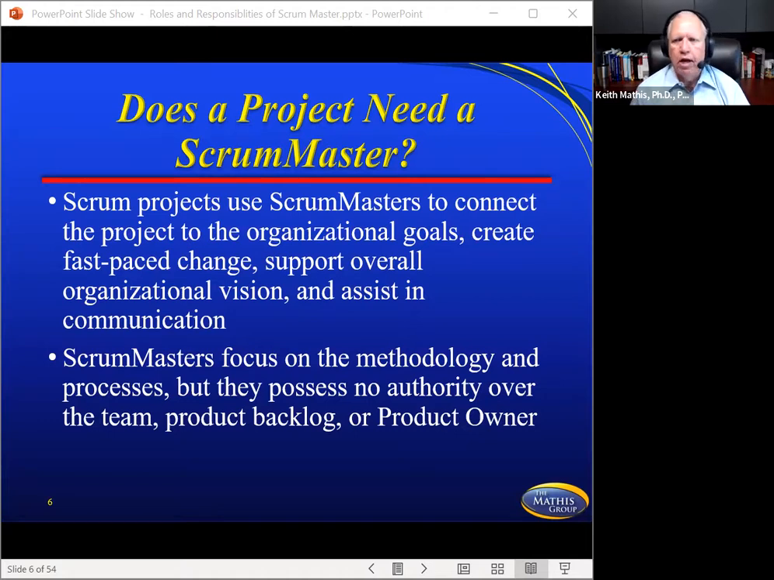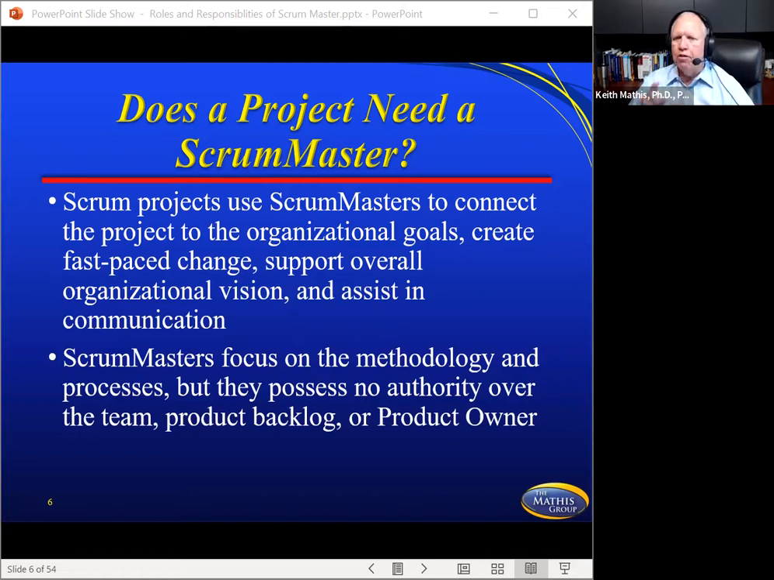Scrum projects use Scrum Masters to connect the project to the organizational goals, to create fast-paced change, support overall organizational vision, and assist in communication. So if we're using that Scrum Master from this aspect, this is really going to benefit the project, benefit the customer, and all parties working on that.